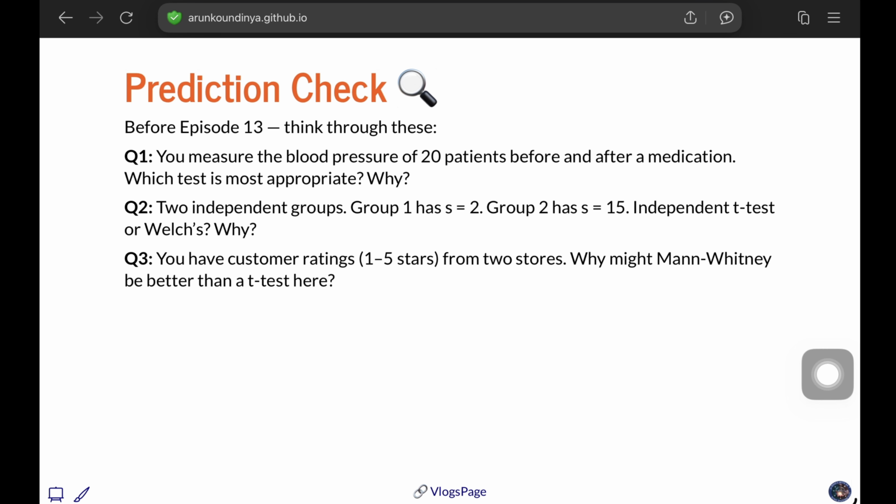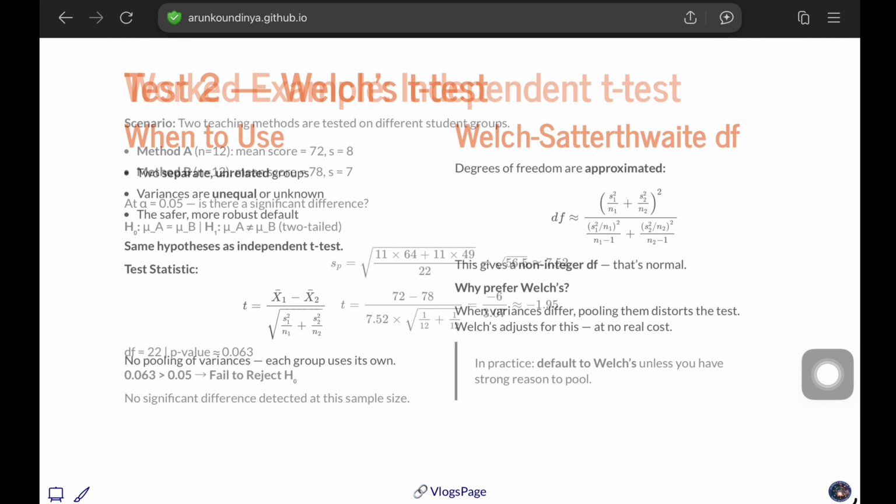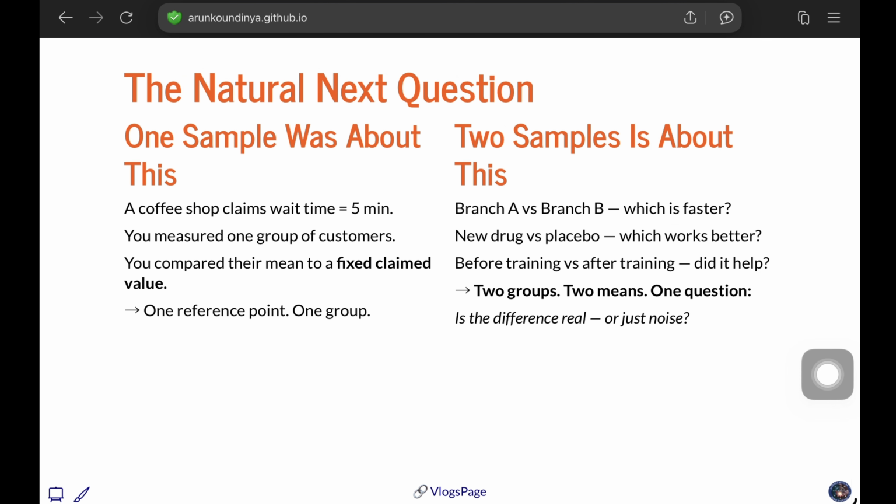So far we have seen three beautiful tests where we are comparing two samples at the same time. Two groups, two means, one question: is the difference real or is it just noise? Now let's check. I'm not answering these questions, it is just for your thought process. Assuming you are measuring the blood pressure of 20 patients before and after medication, which test is most appropriate?